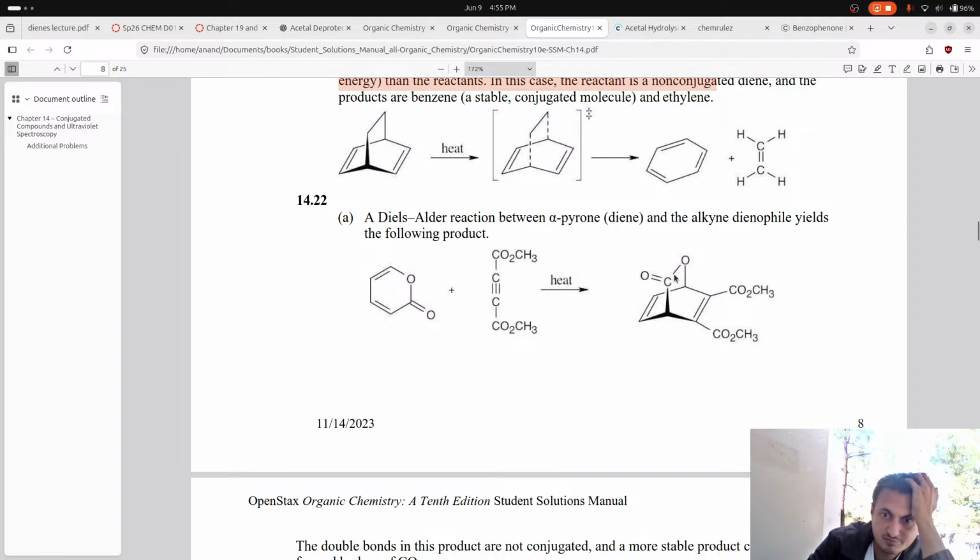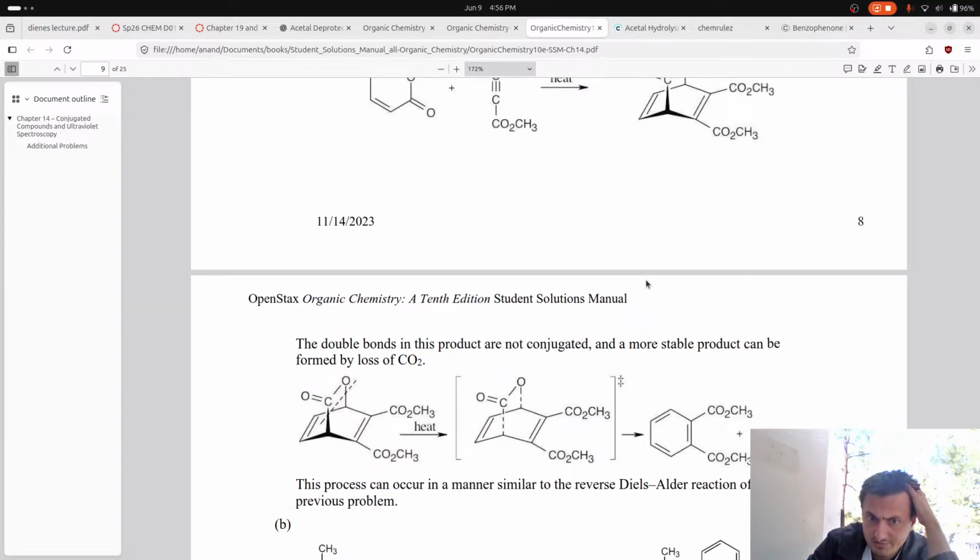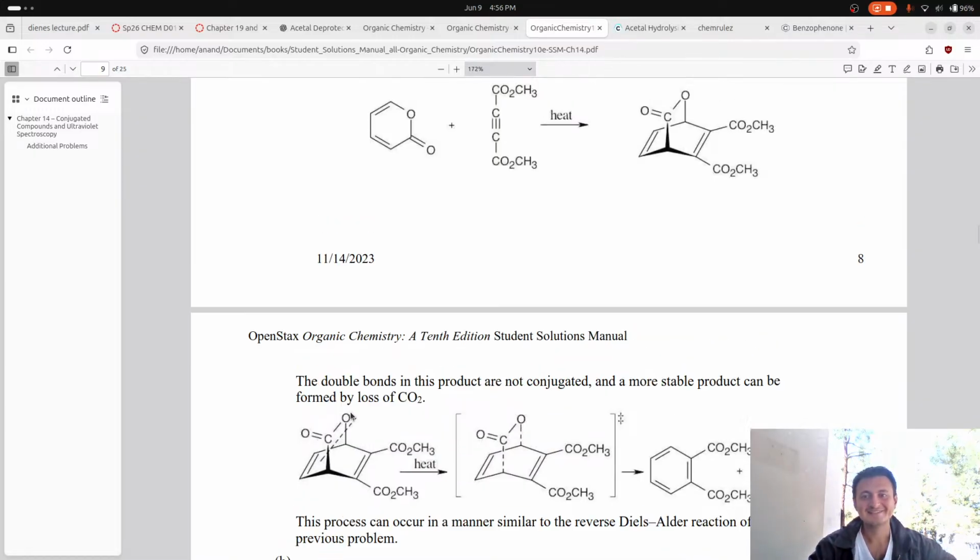We've got a double bond. It's gonna make the sigma bond. This goes over here. This goes over here. And then this O and this O, they stay. But then what happens? The double bond in this product is not conjugated, and a more stable product can be formed by the loss of CO2. So this goes here, and this goes here. Ah, that's actually cool. Okay, I'm starting to get them. That's kind of interesting. Yeah.